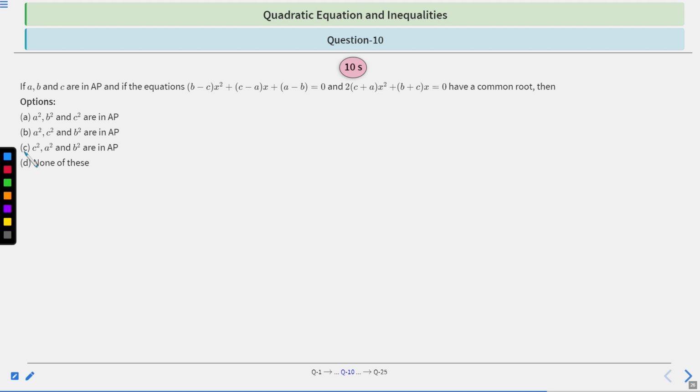If a, b, and c are in AP, and if the equations (b minus c)x square plus (c minus a)x plus (a minus b) equal to 0, and (2c plus a)x square plus (b plus c)x equal to 0 have a common root, then what are the options? Let's discuss this solution after 10 seconds.